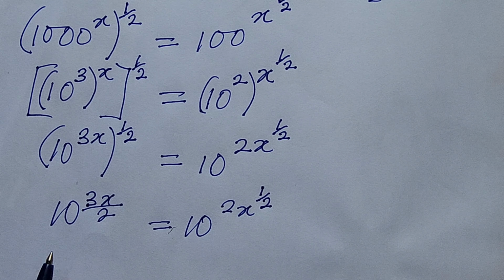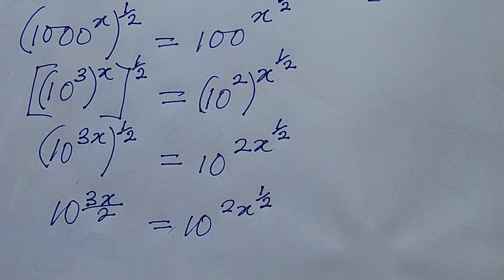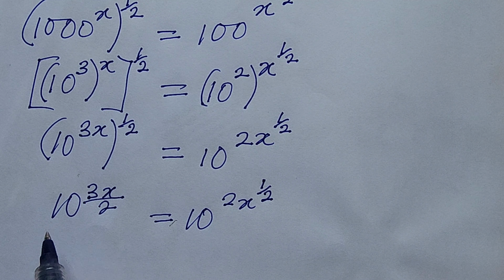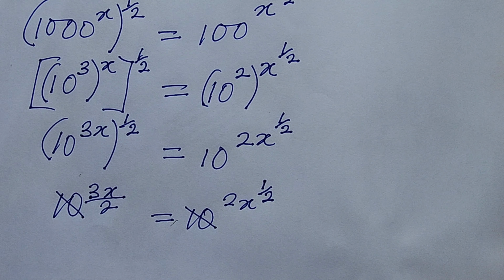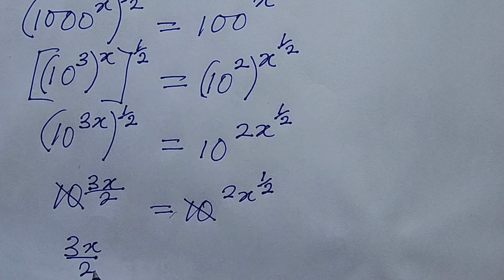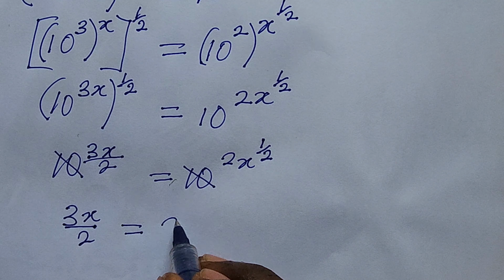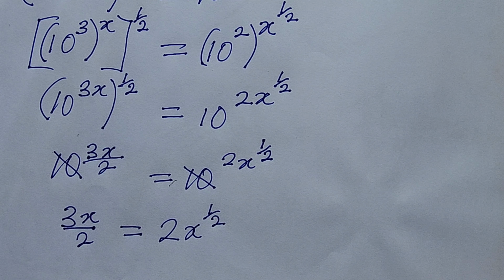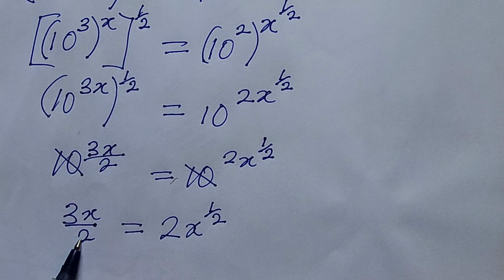Now, if you check the two base numbers, they are the same and they are greater than 0, and so we can equate the exponents. In other words, the bases will cancel. So we now have 3x over 2 equal to 2x raised to the power of 1 over 2. Easy. We want to eliminate this 2 here.